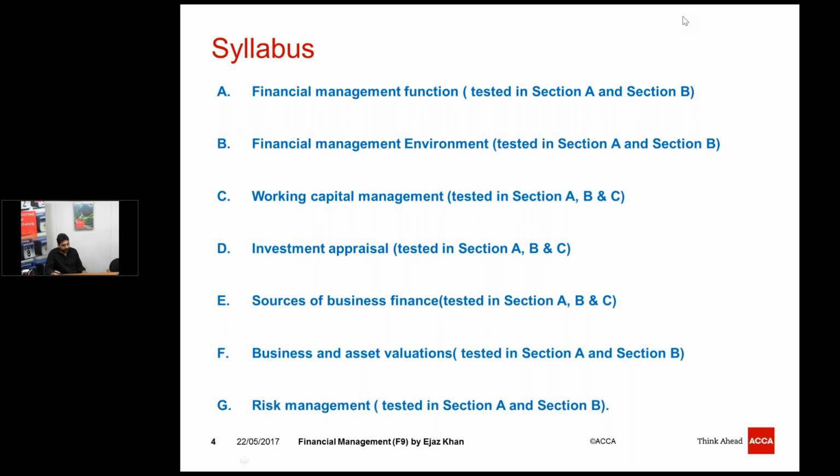Working capital management, this area will be tested in all of the three sections. You will be facing MCQs regarding this area. You will be having descriptive long questions in this area. Same goes for investment appraisal, sources of business finance. And then we have business valuation, which will only be tested in section A and section B. Again, you won't be having a descriptive question on this area. Risk management, again, you will only be tested in this area in section A and section B of the paper. So there will be no descriptive question from this area as well.